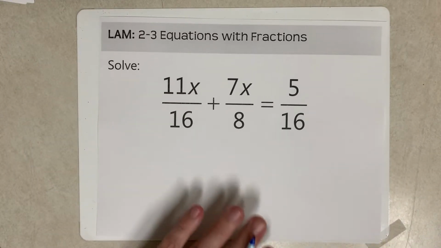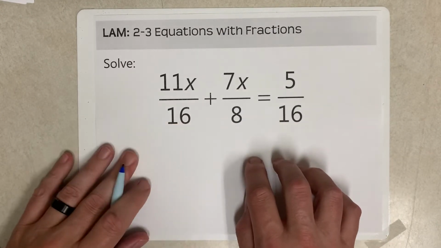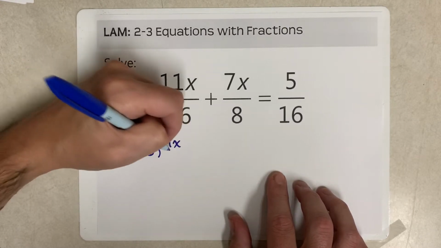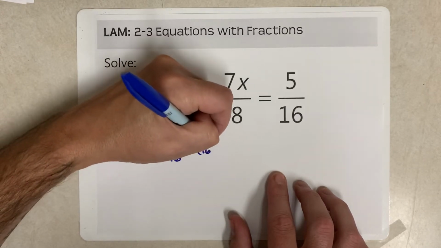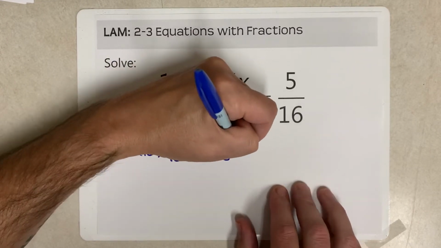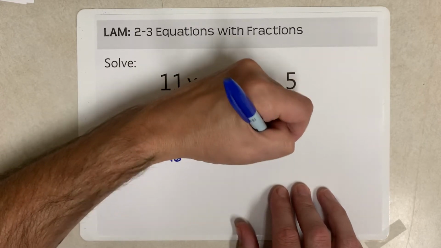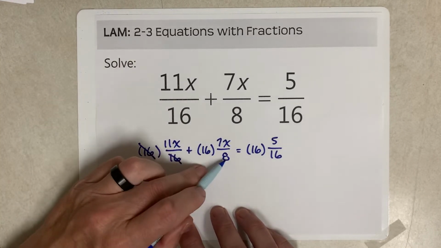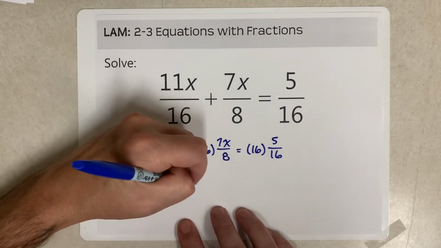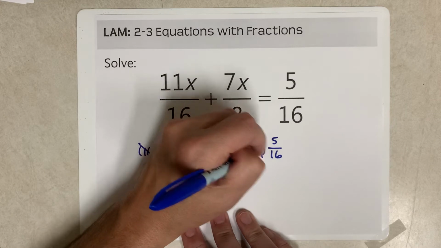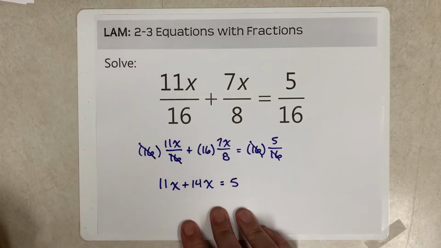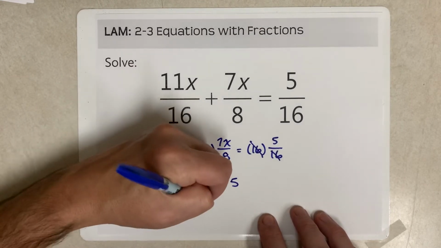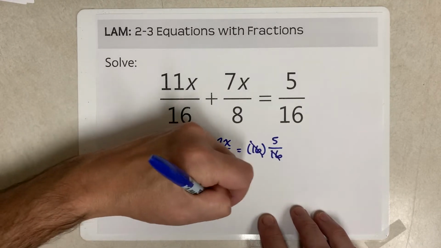Okay, this example, we have a couple 16s and an 8, so the least common denominator would definitely be 16. So 16 times 11x over 16 plus 16 times 7x over 8 equals 16 times 5 over 16. Okay, so these 16s cancel, so I'll just bring down my 11x. 16 divided by 8 is 2, times 7x would be plus 14x, equals, these cancel completely, and it's just going to be a 5. So now I have 11x and 14x, which is going to make 25x equals 5. We're going to divide both sides by 25.